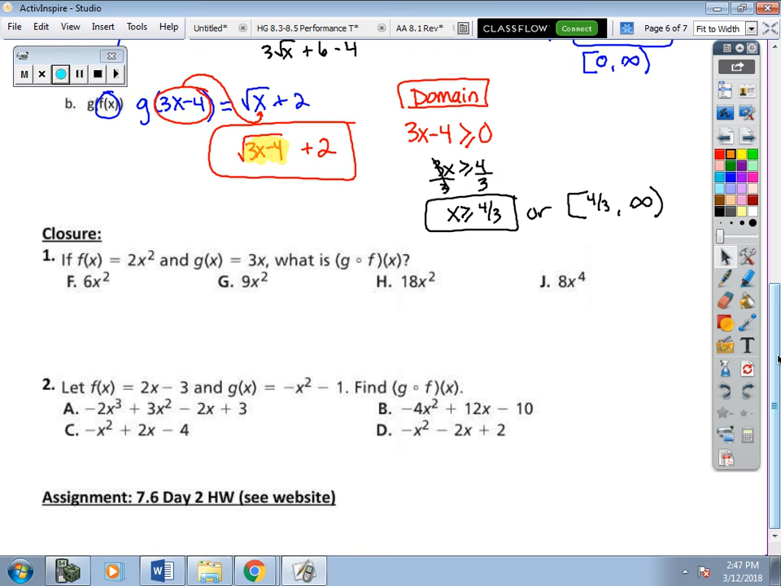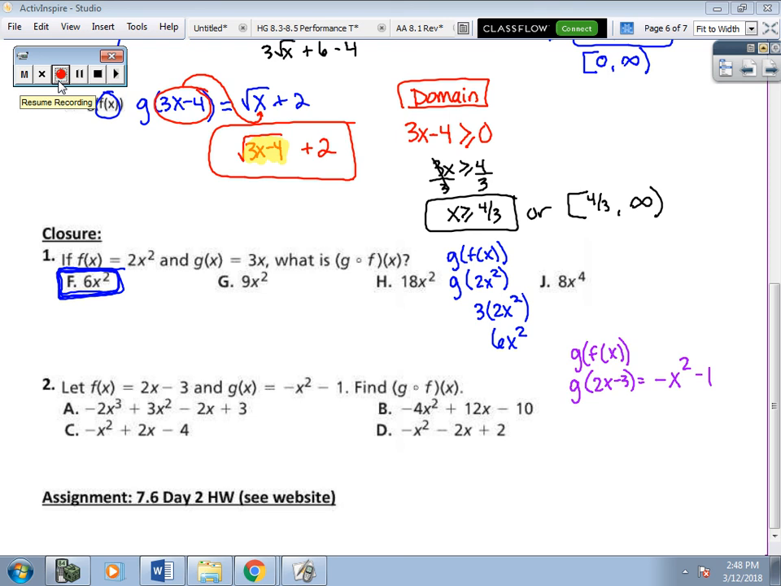All right, go ahead and pause the video, and I will come back with the closure answers in just a moment. Give them a try. All right, coming back, number 1, we should have gotten pretty easily, plugging in 2x squared for f of x, and then plugging that into our g of x function, we should get 6x squared, which was letter F.